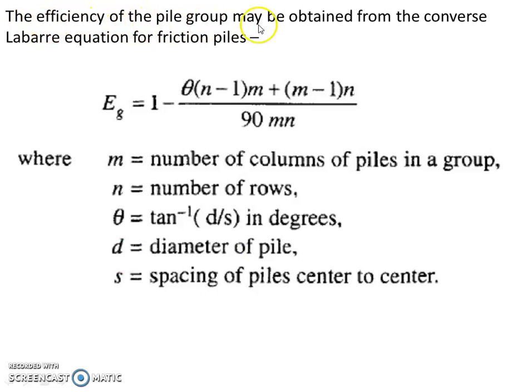The efficiency of the pile group may be obtained from the Converse-Labarre equation for friction piles, that is 1 minus theta into (n minus 1) into m plus (m minus 1) into n, divided by 90 into mn, where m is the number of columns of piles in a group, n is the number of rows, theta is equal to tan inverse of d divided by s, which is in degrees, where d is the diameter of the pile and s is the spacing of the pile center to center.